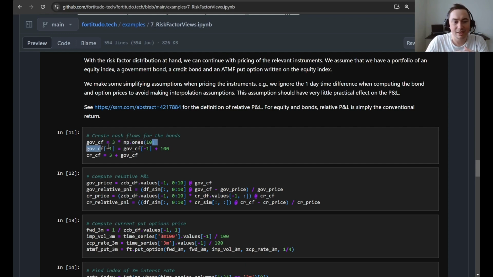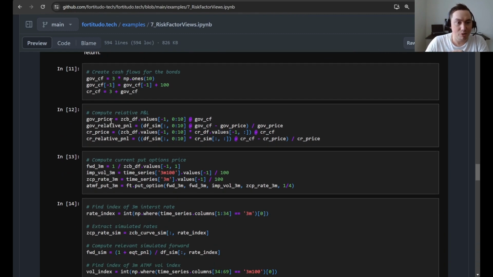But basically here I just make some coupon payments for the zero coupon curve, and then I add the final payment at the end. So here I assume that the coupon payments are free, and the same thing for the credit spread, that it's free on top of the zero coupon payments. So here you can see that I compute the government bond prices, and once I have the prices, I can use these simulated interest rate curves or discount factors to compute a government bond relative P&L. So this is just the return in this case.